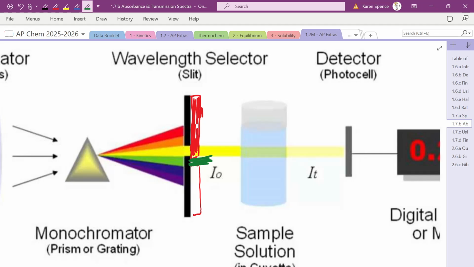The other way you can do it is that you can either tilt the prism up or tilt it down, so that basically instead of aiming at the slit like this, you'd be aiming at the slit like this, and a different wavelength of light would go through. Does that make sense? And you control that by just turning the little knob that says, literally, wavelength.